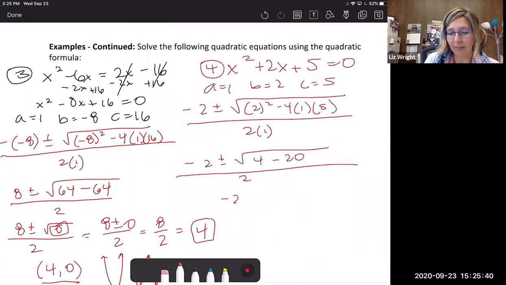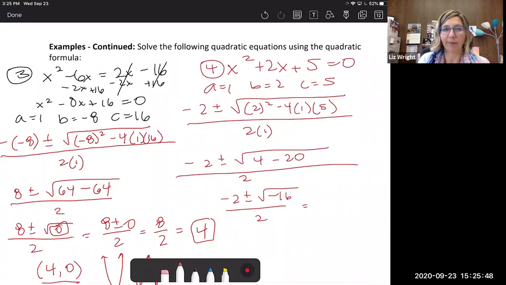And then we've got negative 2 plus or minus the square root of negative 16, all over 2. Then go back to what we were talking about in that previous lesson on roots and what happens if we have a negative underneath the radical. It means we're going to pull out an i. And the square root of 16 should be 4. So on this one, we're now going to have negative 2 plus or minus 4i, all over 2.